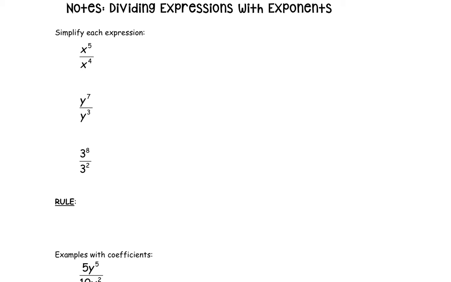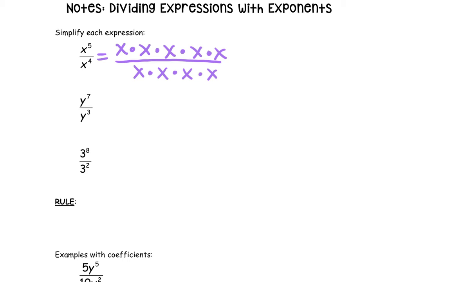So what I'm going to do is write out x to the 5th power as x times x times x times x times x, and I'm going to write out x to the 4th power as x times x times x times x.